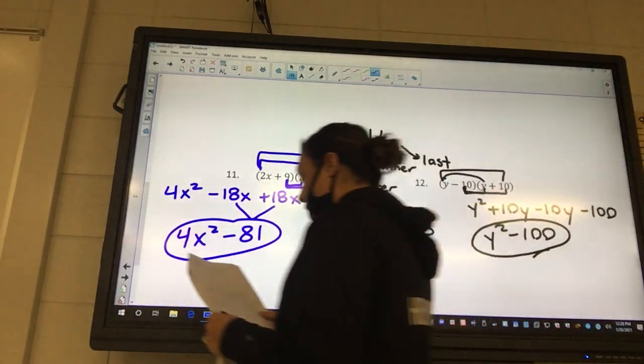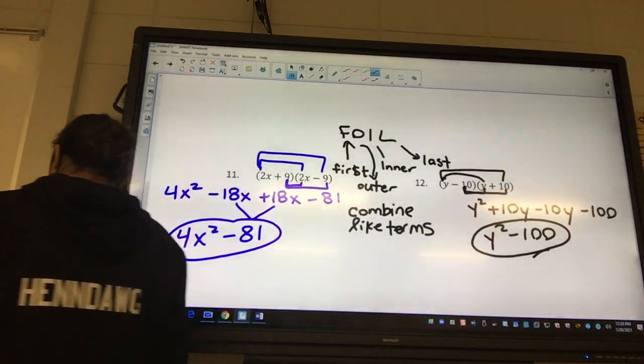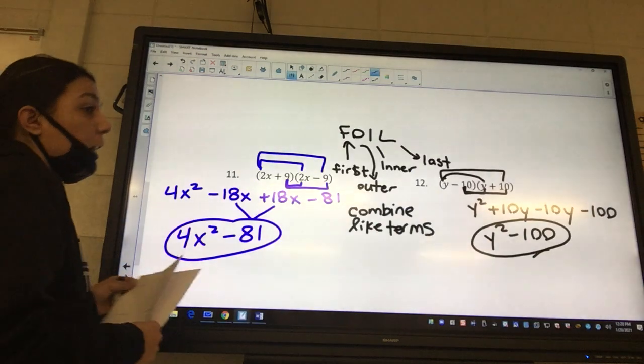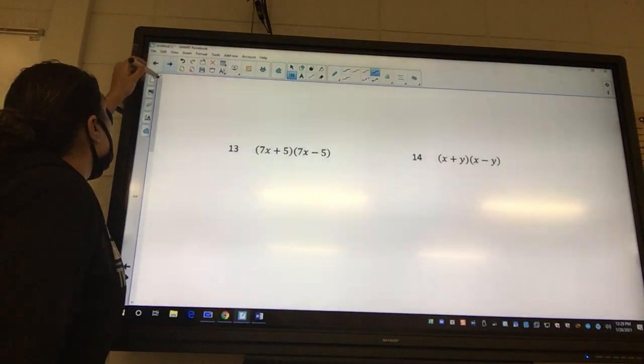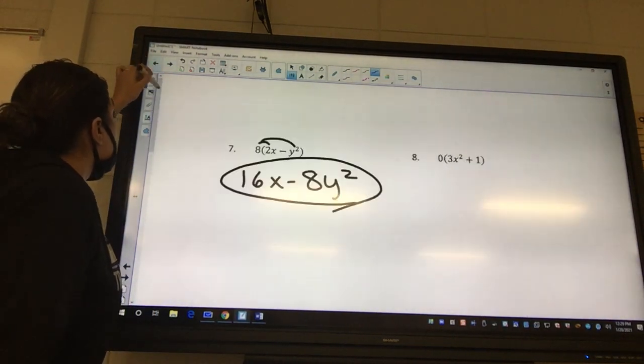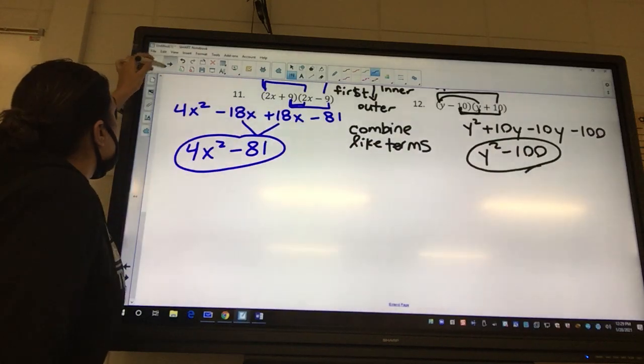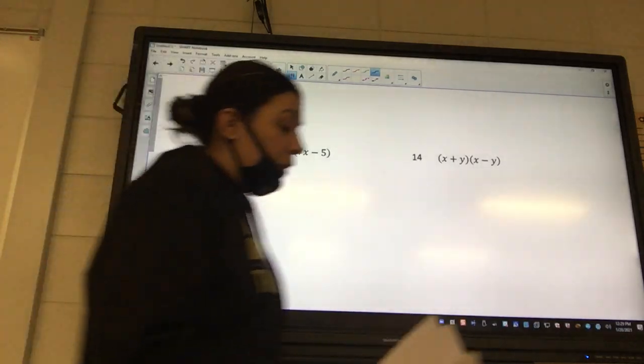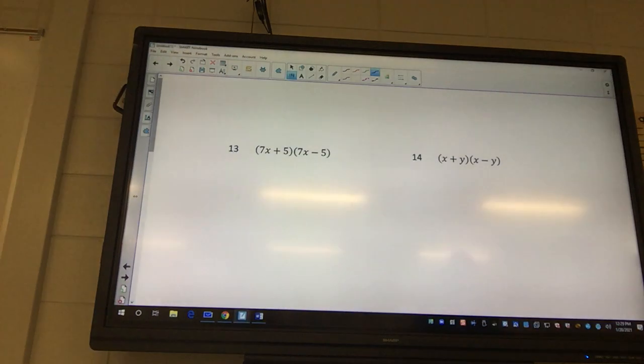The way that we learned it last year was the freaking box thing. Yeah, I don't do that. It's called the box method. You think that's pretty special when we learned this?